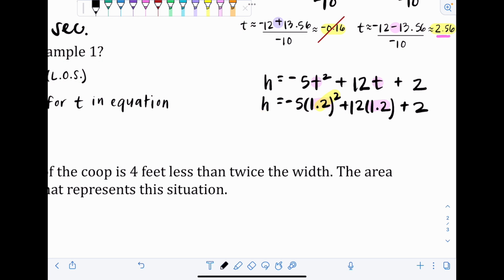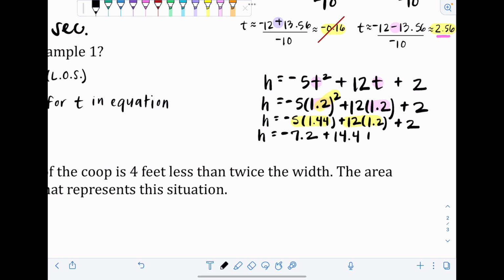So it'd be H equals -5, and then 1.2 squared is 1.44. And then plus 12 times 1.2 plus 2, and then next I'm going to simplify the multiplication, so I'll multiply both of those. So H equals -5 times 1.44 is -7.2, and then 12 times 1.2 is +14.4, and then plus 2, and now I can add everything together from left to right.